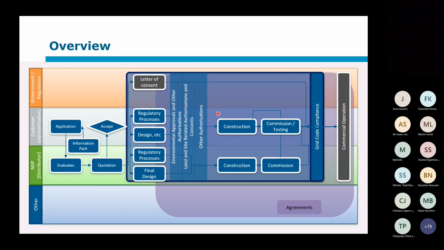Then we get to construction for both parties and commissioning, and of course the testing for the generator specifically to make sure that it meets the requirements that were set, both from the distributor as well as from the grid code. And then after all of this testing, can they prove their grid code compliance with the final set of tests that actually prove the grid code compliance. Once this has been completed, you get to the commercial operation.